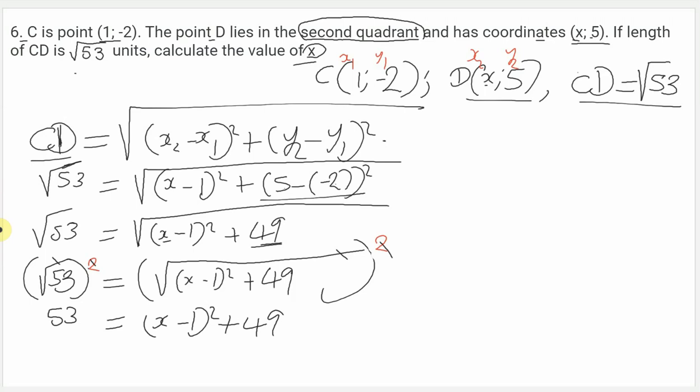Now you have to apply your algebraic skills to solve for x. So what you do is you just take everything to the right side of this equation. So you're gonna have (x minus 1) squared plus 49 minus 53 is equal to 0. So in this situation, you can see that you are actually going to have a quadratic equation. So this means that you have to expand this bracket and apply FOIL to get a quadratic equation. So let's do that on the next page.